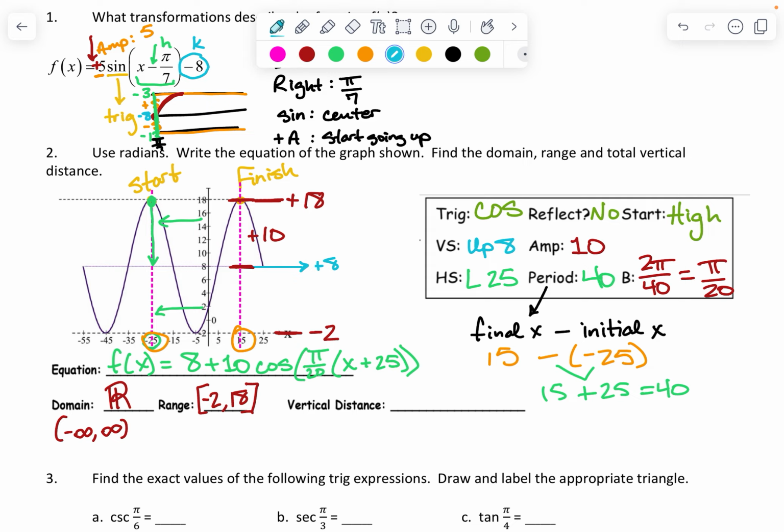Lastly, we want to say, what is that total vertical distance? If I go all the way from negative 2 to 18, what's that total distance? Another way you could say this is 2 times your amplitude. So 2 times 10 is 20. That's our total vertical distance.